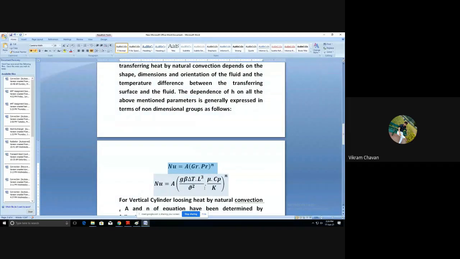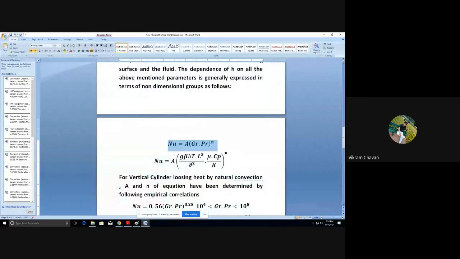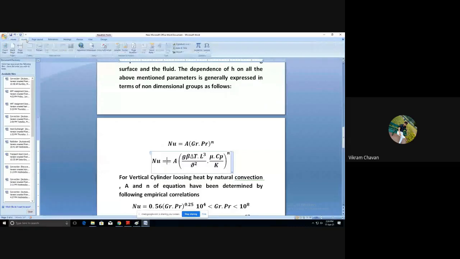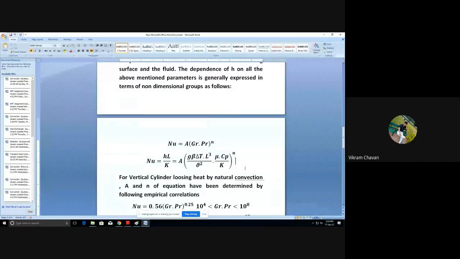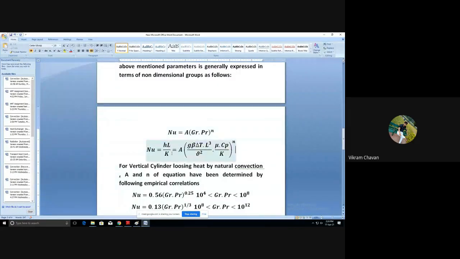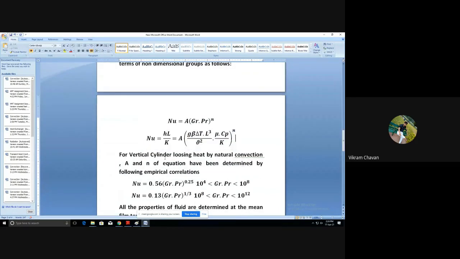So these parameters we have to determine to calculate the Nusselt number, and we know that Nusselt number is Nu equal to hL divided by k. So once again over here, Nu is equal to h multiplied by L divided by k. By using this equation, we can calculate the heat transfer coefficient. Now further, these A and n values will vary according to the value of the product of Grashof number and Prandtl number.